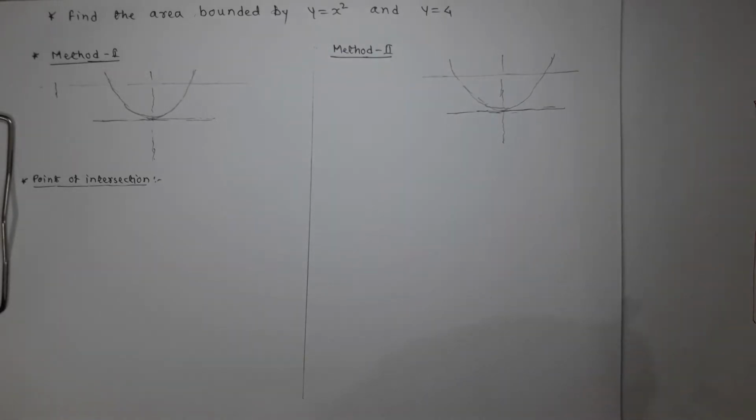Now let us go through this problem. Find the area bounded by y is equal to x square and y is equal to 4. So a curve is given and a straight line is given. Now first we will have to draw the curve.